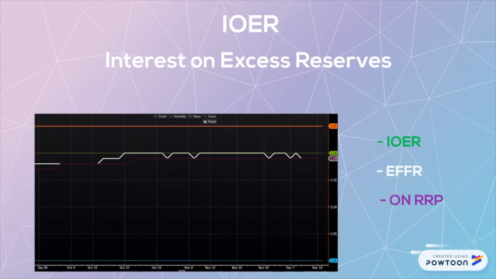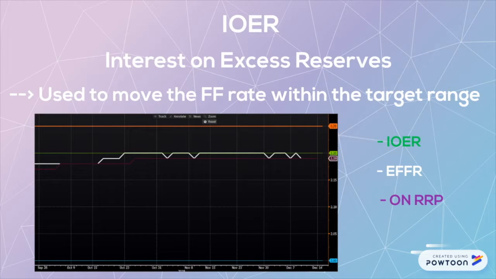IOER, in green, is set by the Board of Governors and is the main tool that the Fed uses to move the FF rate within the target range. It is the rate of interest paid to depository institutions for their required and excess balances held overnight at the Fed. In theory, no bank that can earn interest at the Fed should be willing to lend below IOER. However, in practice, the FFR currently trades below IOER.